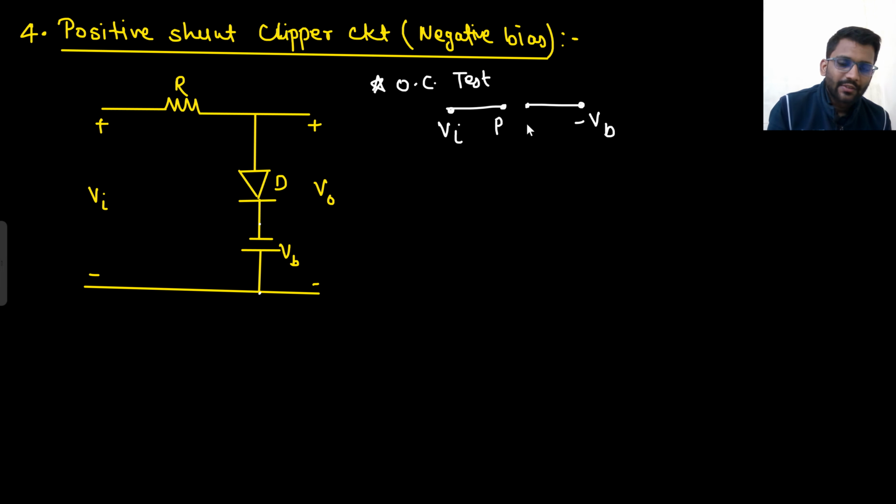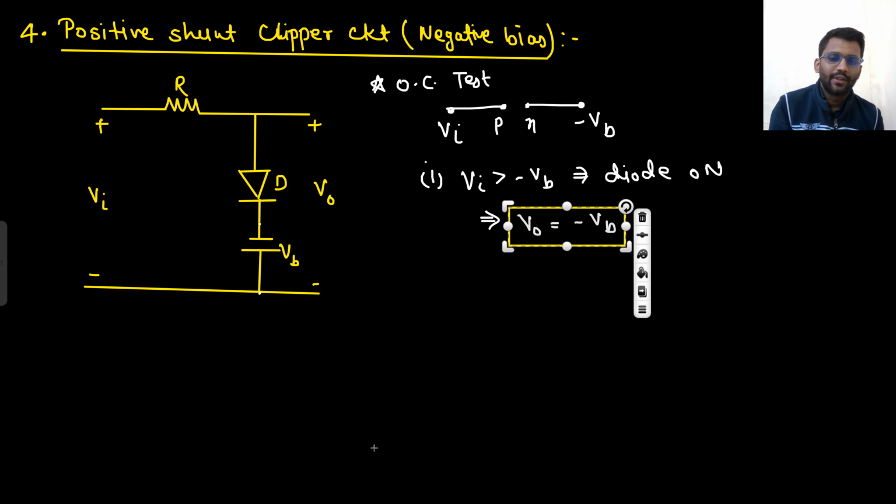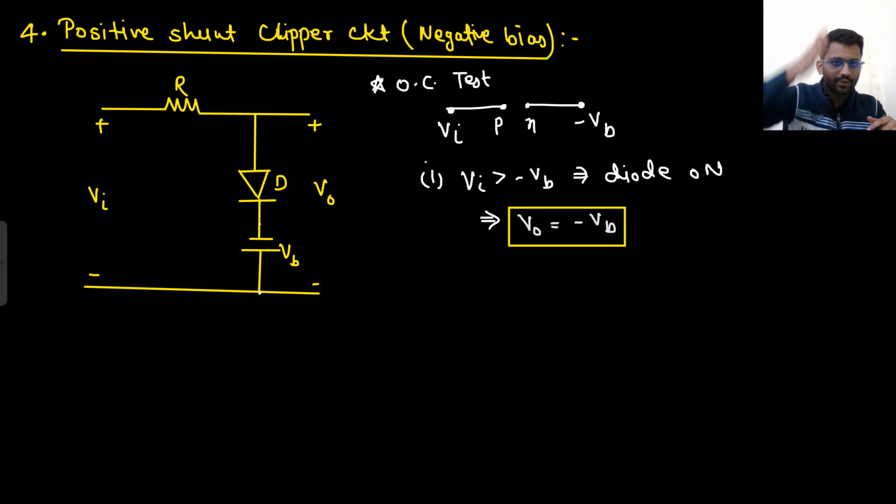This will be your P side, this will be your N side. First, V in is greater than minus VB. That means the diode will be on, and if the diode is on, V naught will be equal to minus VB. I don't need to make the graph, because we have seen a lot of examples now. The diode is shorted, so minus VB will be across V naught.